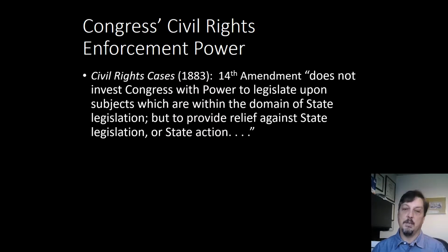But what the 14th Amendment does, and its enforcement powers does, is give Congress the ability to provide relief against state legislation or state action, and the courts the ability to provide relief as well. So there's this notion of what can Congress affirmatively do, and what can Congress do that is remedial.